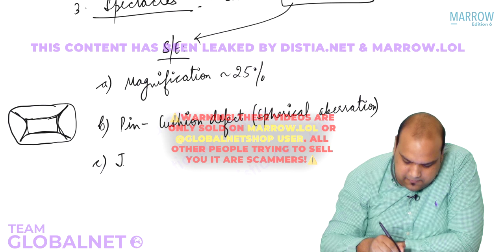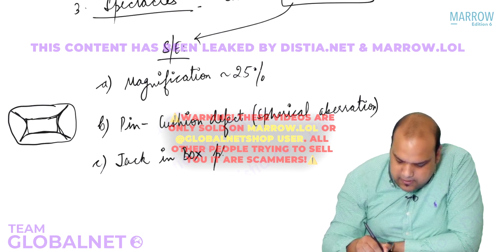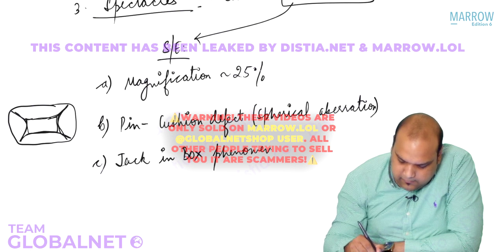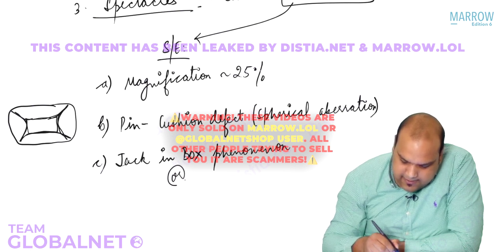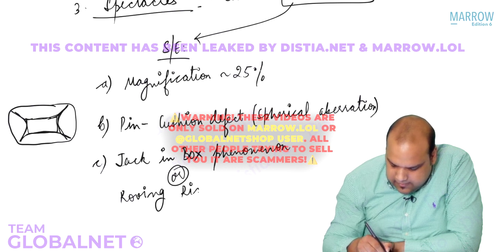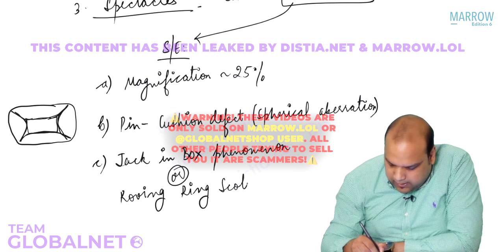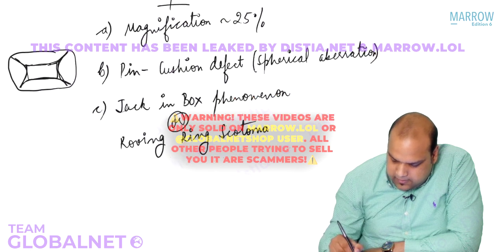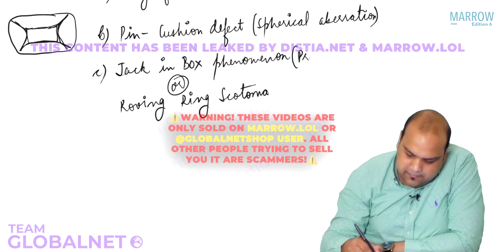And lastly, Jack-in-the-box phenomenon, also known as roving ring scotoma. This is a prismatic aberration.